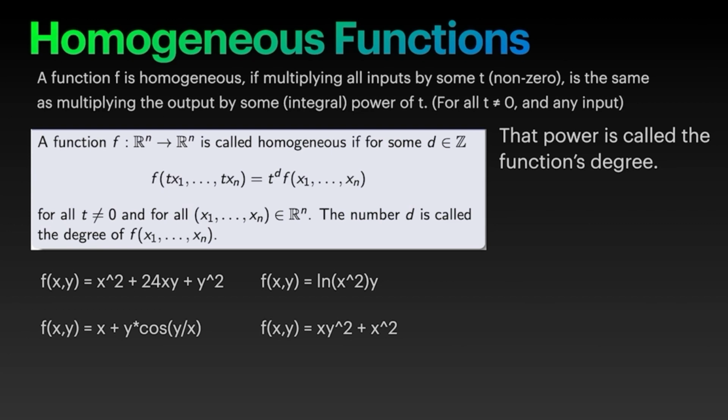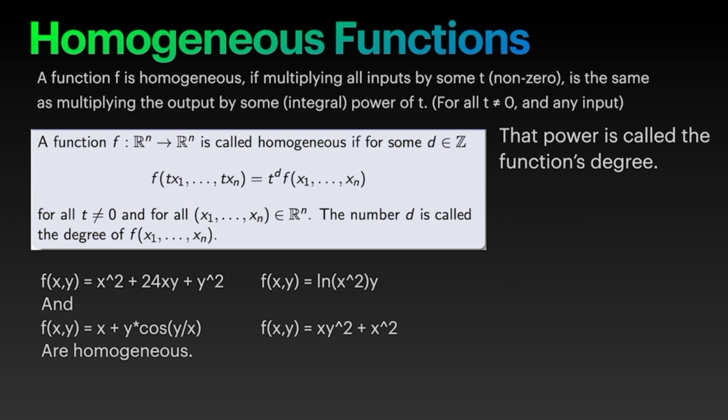So try the next one yourself. f of x comma y equals x plus y into cos of y by x. Pause the video if you need to. The answer is it is homogeneous, because when you replace x and y by tx and ty, you can take t common, and inside cos of ty by tx, the t cancels and you are left with y by x. So you get f of tx comma ty equaling t into f of x comma y. The function is homogeneous with degree 1.